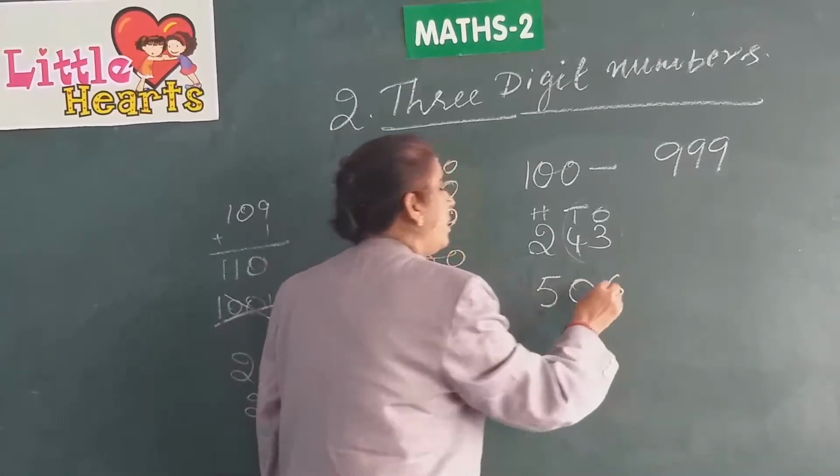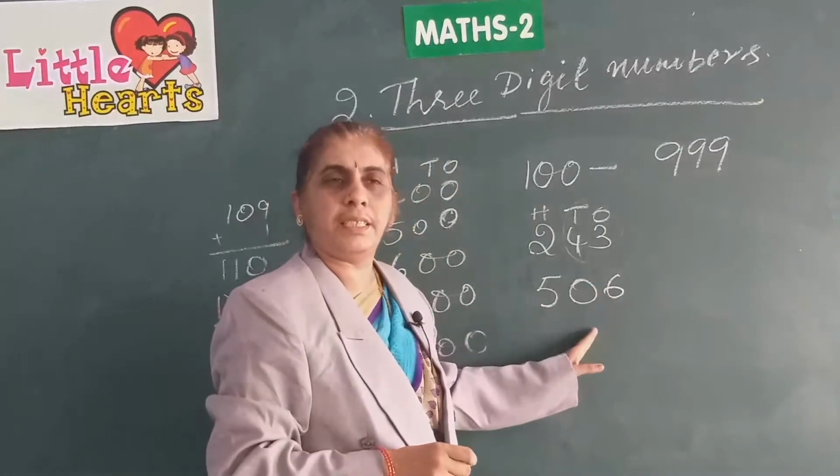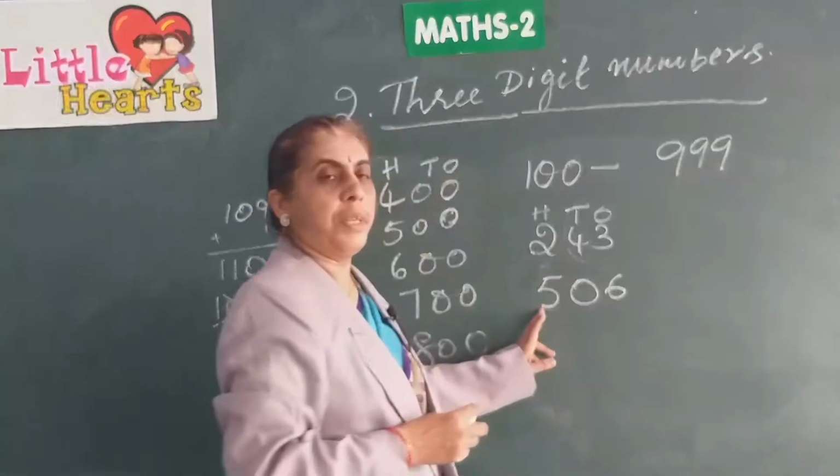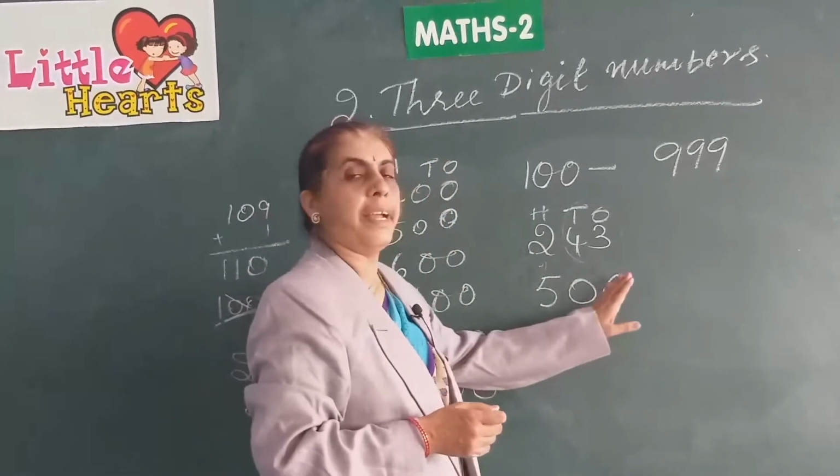How do you read this? Can you read this as 56? No. There is 5 in the hundreds place. We read it as 506.